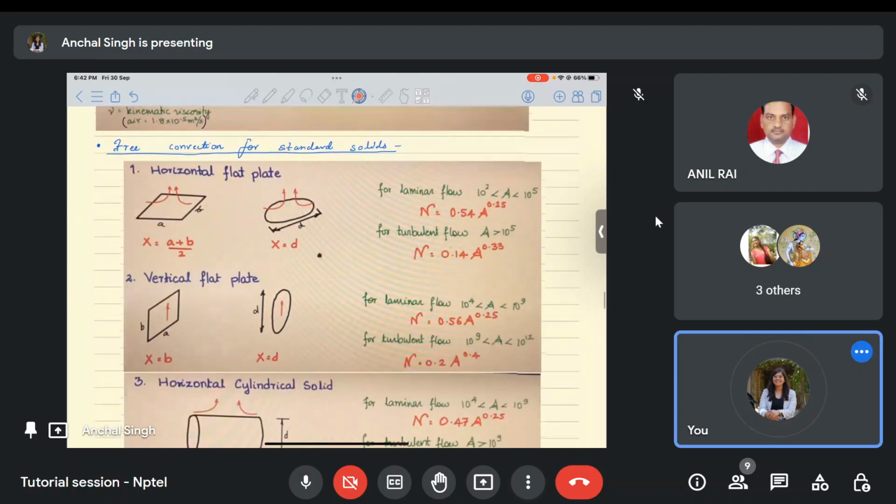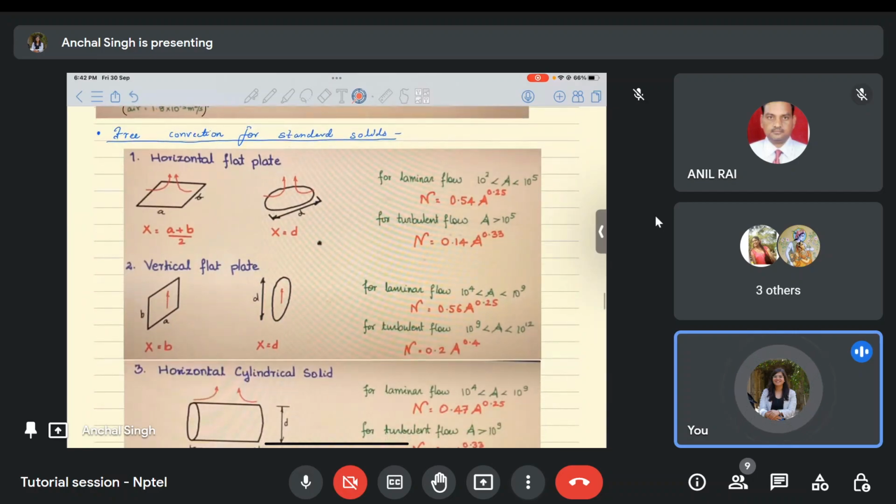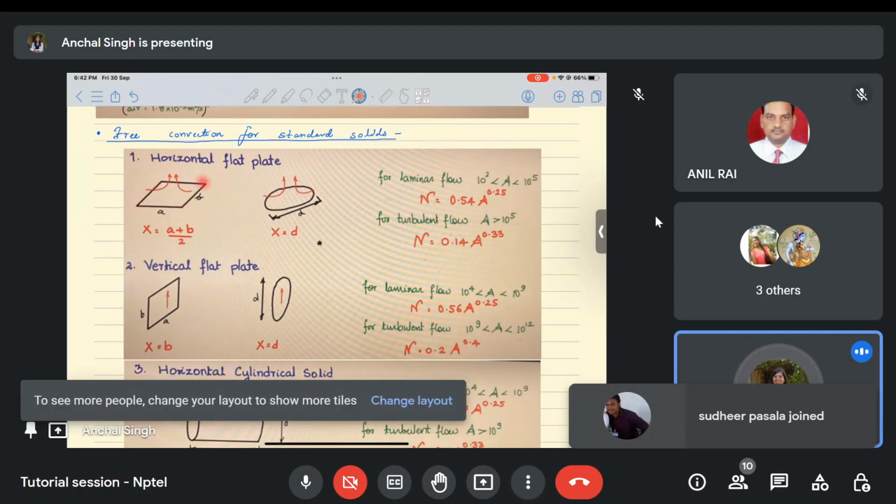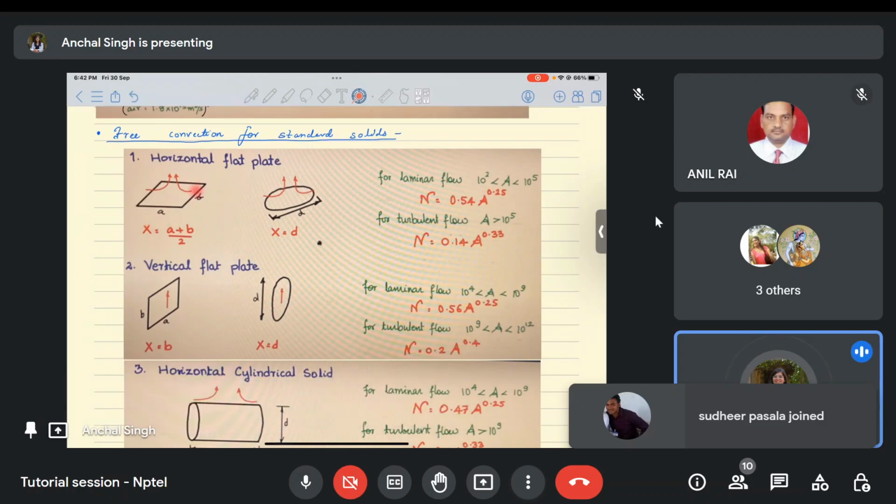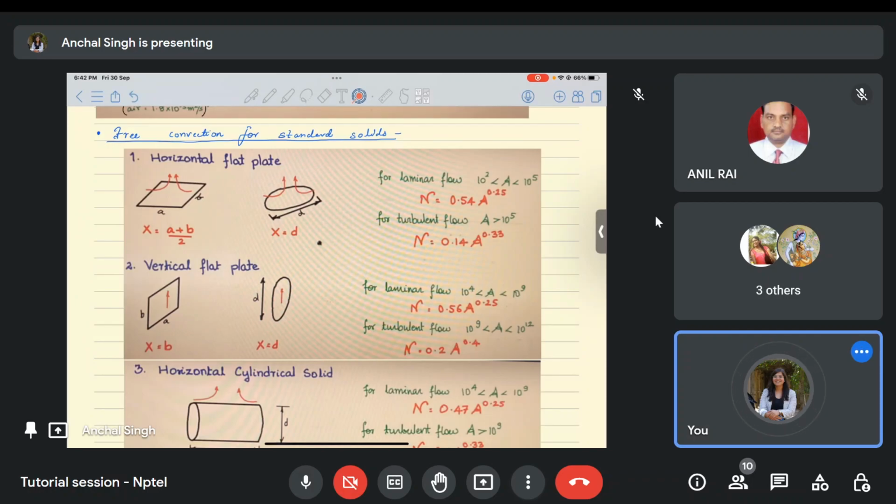Now, if you talk about free convection for standard solids, consider a horizontal flat plate: the characteristic dimension is given by (a plus b) by 2, where a and b are the two sides of the rectangle. Similarly, for a circular horizontal plate, D is the characteristic dimension. And similarly, it depends on laminar flow and turbulent flow.